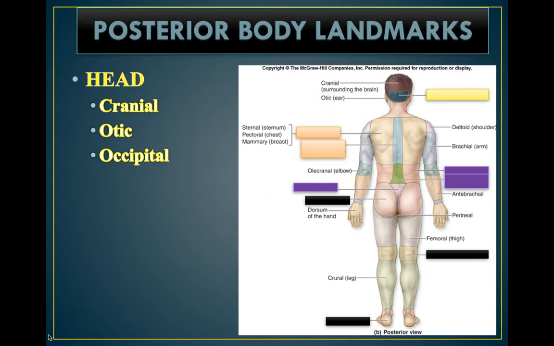Otic means ear. So that little thing that your doctor puts in your ear to look down into your ear is an otoscope. So otic means ear. And then occipital, some of you might have familiarity with the brain, the occipital lobe. There's also a bone that protects that area called the occipital bone. Occipital is the very back of the head, kind of base of your head.